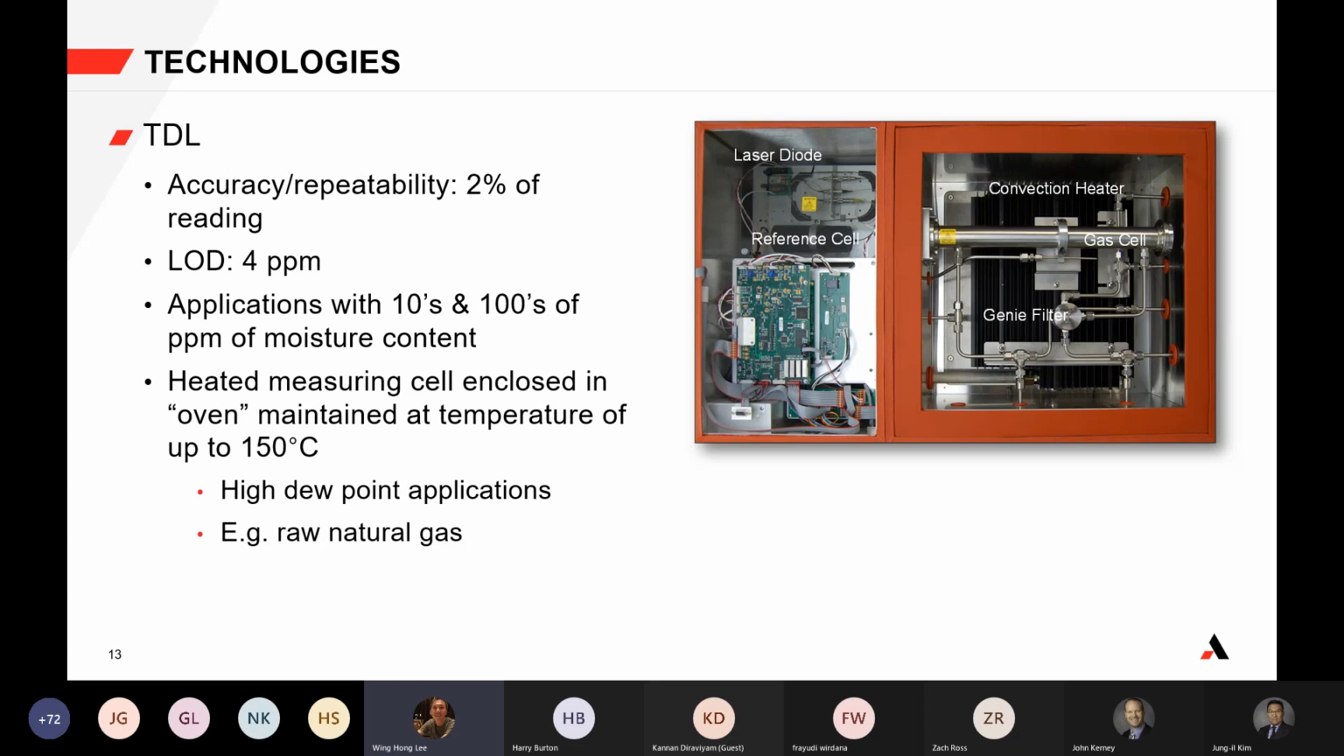Accuracy and repeatability is 2% of reading, and limit of detection is 4 ppm. This technology is suitable for applications with tens to hundreds of ppm of moisture content. And heating the measuring cell up to 150 degrees Celsius by enclosing it in an oven enables it to be used in applications with high dew point like raw natural gas by keeping the sample in vapor phase.